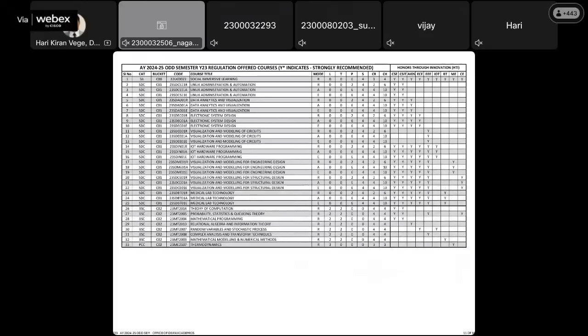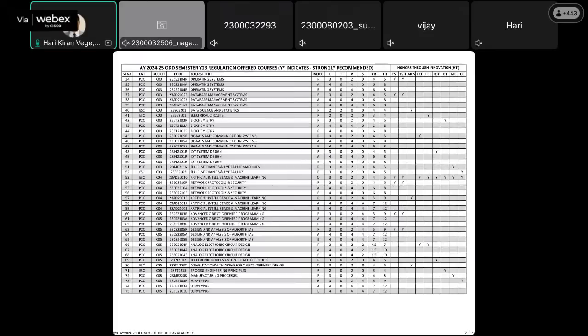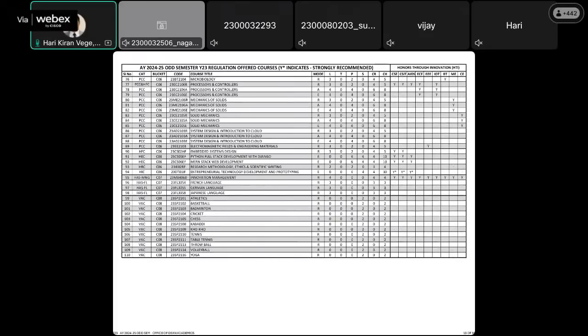Same is the case with honors through innovation students. Let's quickly look at the C6 bucket. There is a Y star given for C6 students in honors through innovation, entrepreneurial technology development and prototyping. Again, a fantastic course. It's a Y star. So when there is a Y star, do not think twice. Ensure you pick that course.